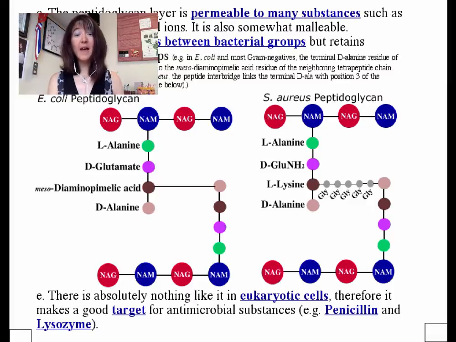For example, penicillin inhibits the enzyme that builds the tetrapeptide chain. In fact, interestingly, that enzyme was named PBP, or penicillin binding protein, for the fact that penicillin inhibits the formation of the tetrapeptide chain in peptidoglycan.